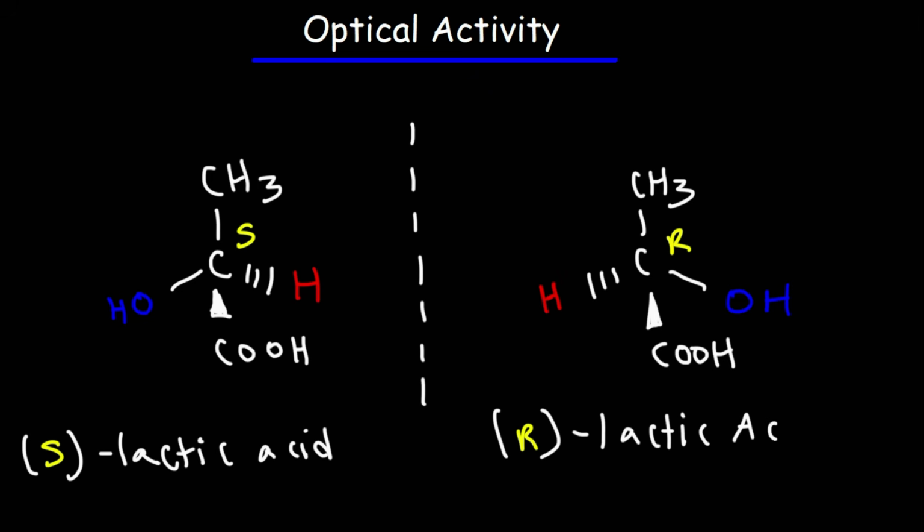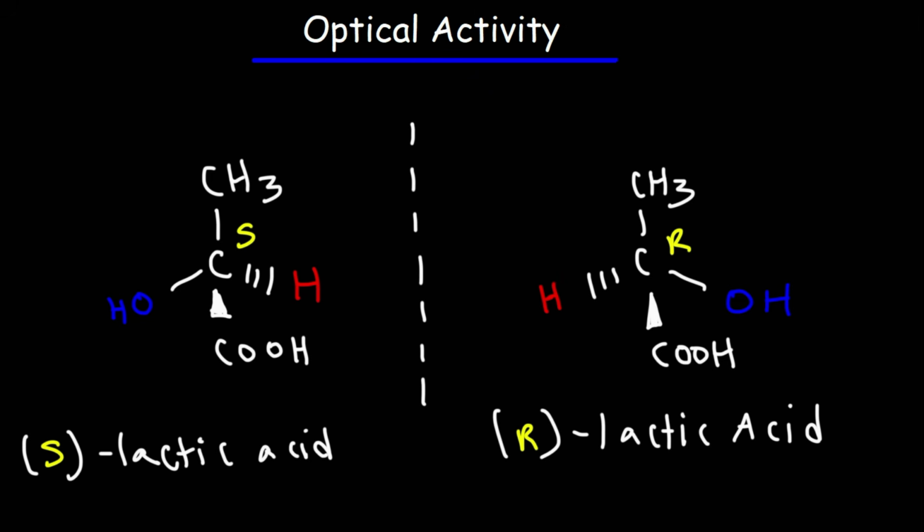These 2 enantiomers, which are mirror images of each other, have different optical properties, but they have the same physical properties. So enantiomers have the same physical properties like boiling point, melting point, density, solubility. It's the same for these 2 isomers. However, their optical properties are different. The way they rotate plane polarized light is not the same.